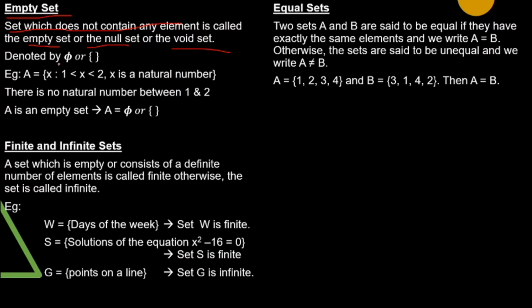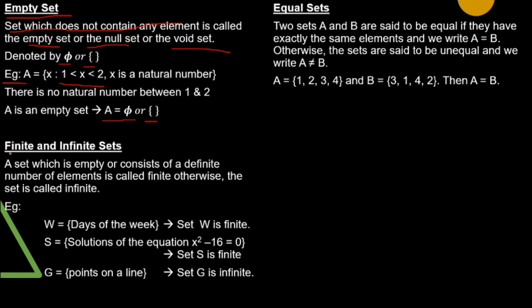It is denoted by the Greek letter phi or empty curly brackets, open and close bracket. Is it clear? So here we have an example. A equal to the set of all x such that 1 less than x less than 2, where x is a natural number. This is the set builder form. Do we have any natural number between 1 and 2? No. So there is no natural number between 1 and 2. Hence you can write A equal to phi or empty curly brackets.